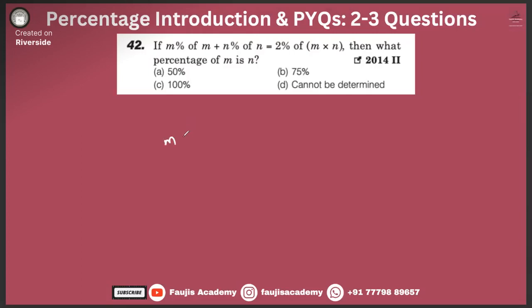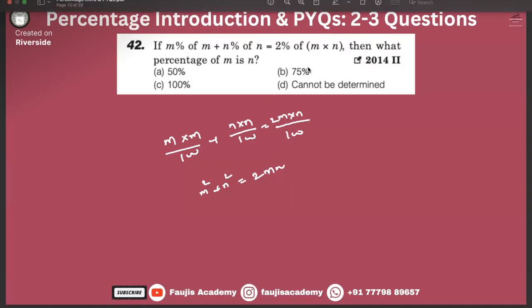Do it. M% of M, right? Plus N into N by 100 is equal to 2% of MN, that is MN into 2 by 100, right? That means M square plus N square is equal to 2 into MN, right? Now what will you do? Tell me. We have to find M percentage of M in N. So we have to do M by N into 100. Find out and get me the answer. Take one moment of your time and find out and get me the answer.